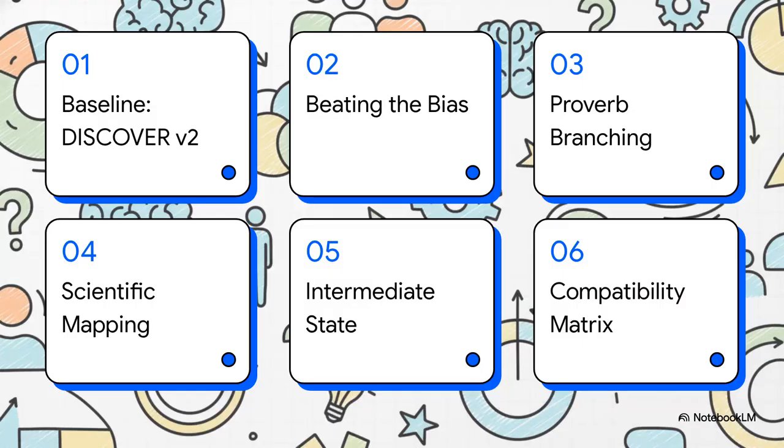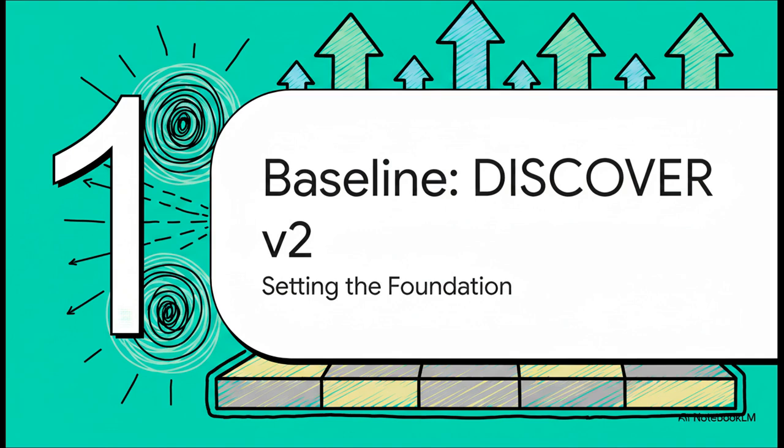Here's our roadmap for today. First, the baseline, Discover V2. Then, beating the bias, the proverb branching upgrade. Scientific mapping and telemetry, the intermediate state, and finally, we'll wrap up with the compatibility matrix. So let's start with part one, the baseline, Discover V2, setting the foundation.